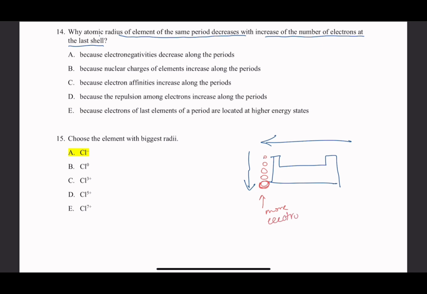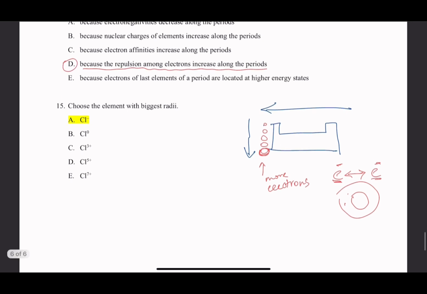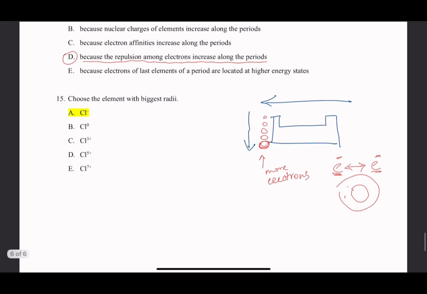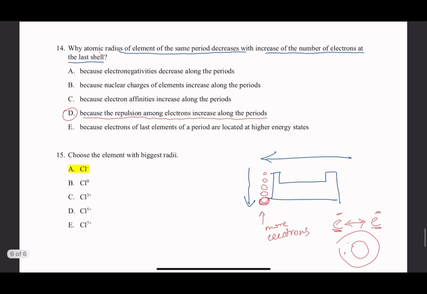and electrons are negatively charged, right? We have negative and then negative. When you have more electrons, they start kicking each other out, and the more electrons you have, the bigger radius you're getting, okay? Because of the repulsion, that's why the only answer here is that the repulsion among electrons increases along the periods, okay? And then I just wanted to wrap this up.